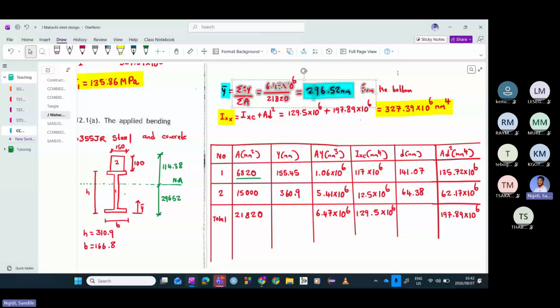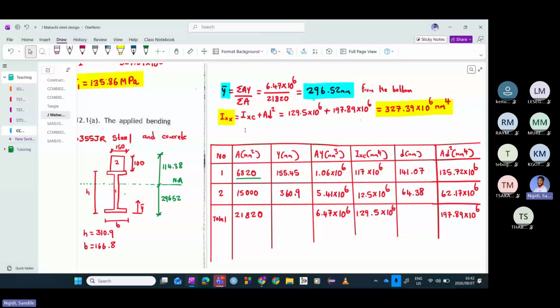Both these values are measured from the surface to the neutral axis. So by finding this value of the centroid, we are able to find the position of the neutral axis. The position of the neutral axis is located in between those two centroids. So this is what we had.